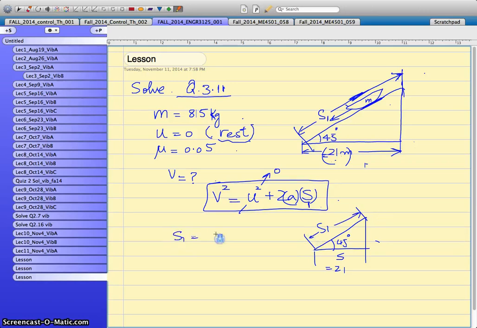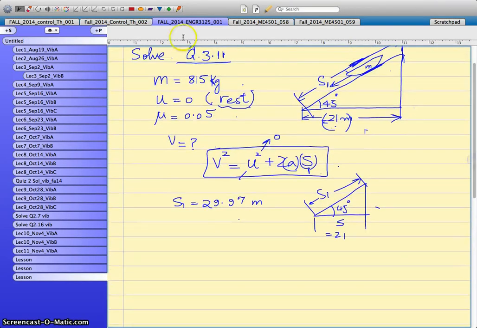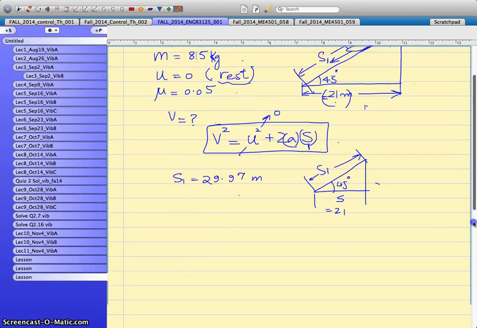S1 is equal to... 39.97. Any other answer? 29.97. So let's keep 29.97, and then in order to find this a, we need to do the force free body diagram for the forces acting on the sledge.